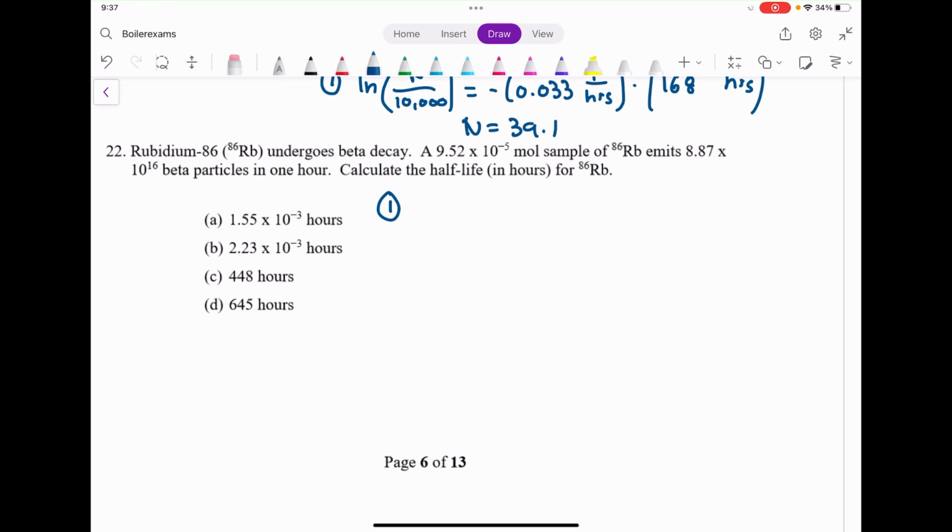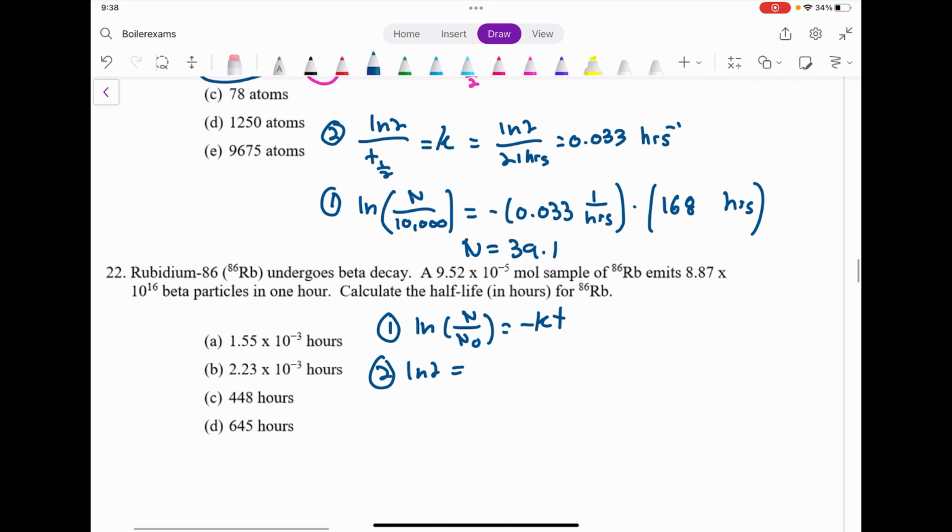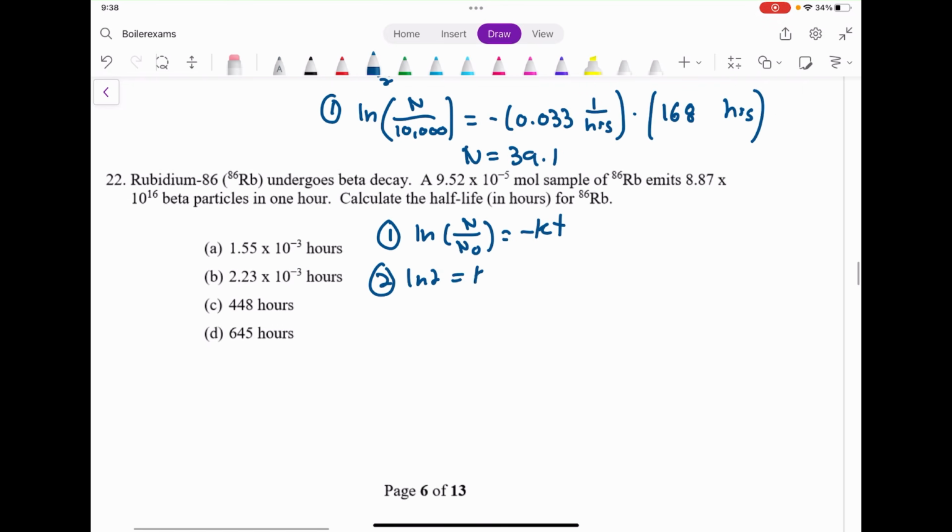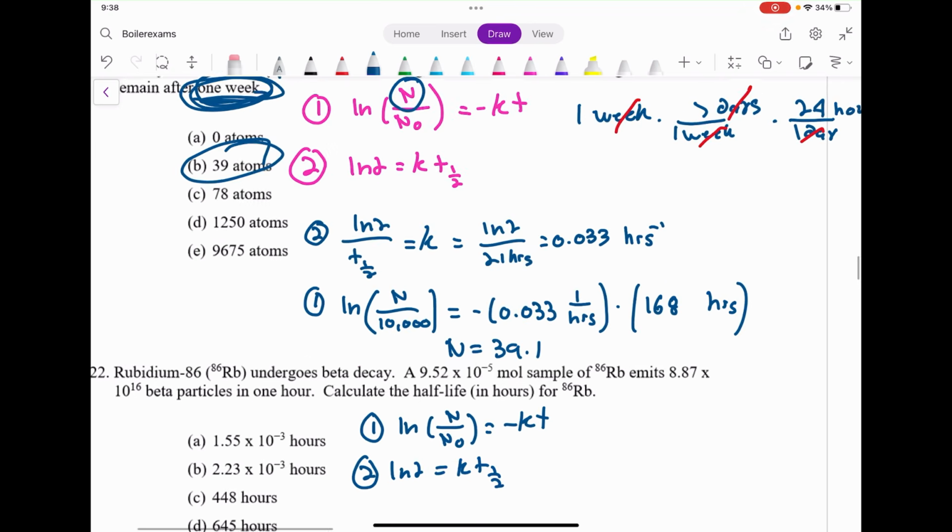Okay. Same equations as before. Natural log of the atoms finally over the atoms initially equals negative rate constant times time. And then the second one is the natural log of 2 equals the rate constant times half-life. Did I write that right up here? Yeah, I did. Okay.